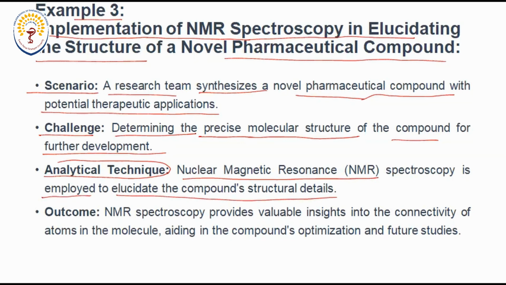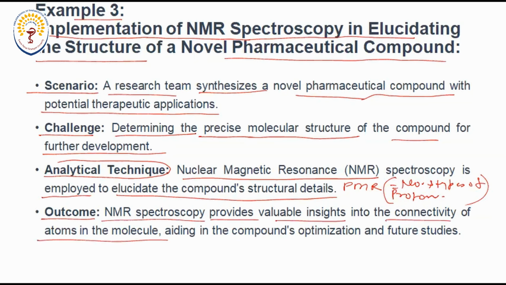How? As I have told you, let us say that we are doing a PMR, proton magnetic resonance spectroscopy. It will tell us the number and types of protons present in that molecule, and by getting the number and types of protons present in the molecule, you can understand whether the structure is correct or not. So the outcome is that NMR spectroscopy provides valuable insight into the connectivity of the atoms in the molecule. It will help us in the compound optimization, it will help us in the study of that compound.